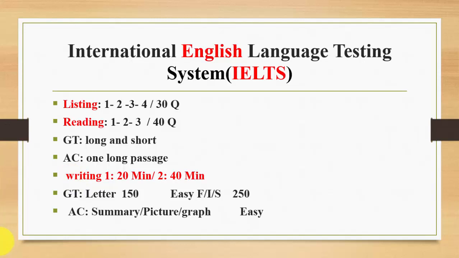Listening has 1, 2, 3, and 4 parts. These 4 parts are in order of difficulty. The first part is easier, and the second, third, and fourth are more difficult. You have to be careful about what the conversation is and what the people are talking about. Generally, in the listening part we have 30 questions, in order of difficulty. You have to be careful what the person is talking about.